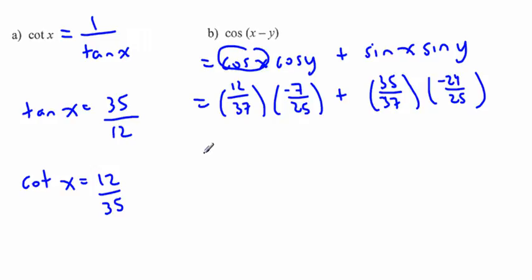So remember, at no point did I find what x was, but I know what cosine x is. And now I just have to do this algebra and make sure I'm getting common denominators and all that. So 12 times -7 is -84. And then in the denominator, I have 37 times 25.